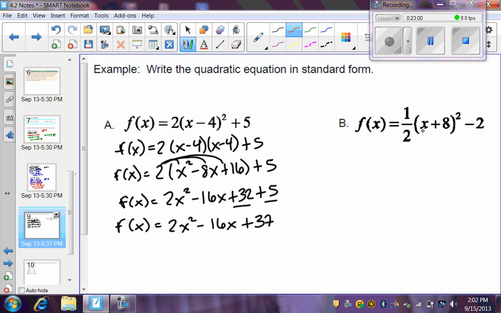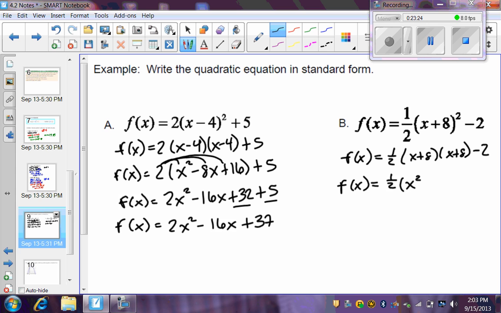B, so we're going to rewrite it with the x plus 8 written out twice. So that gives me f of x equals 1/2 parentheses x plus 8 times x plus 8 minus 2. So that gives me f of x equals 1/2. FOIL this out, and that will give you x squared plus 16x plus 64. Distribute your 1/2.